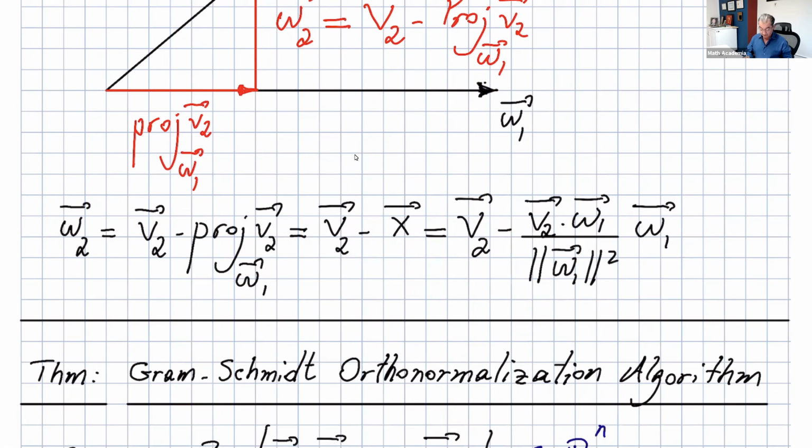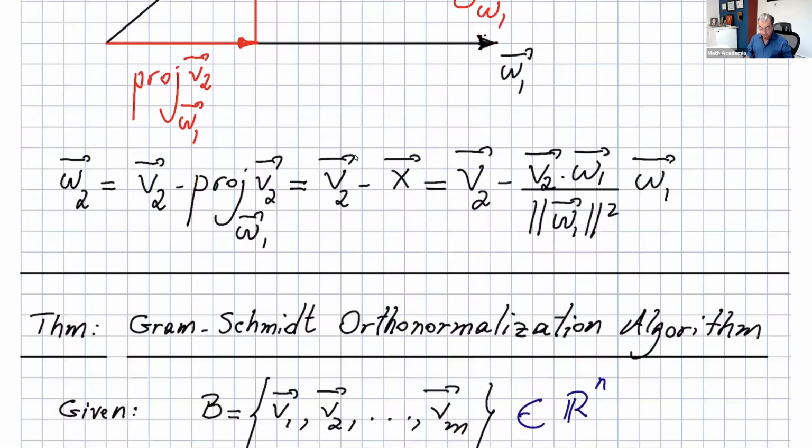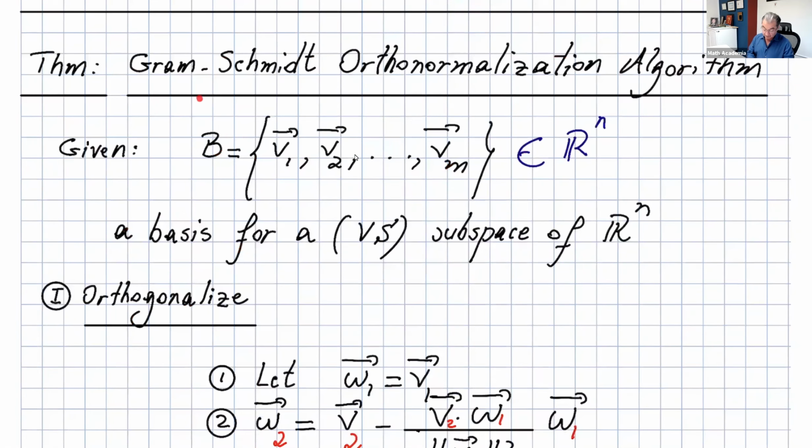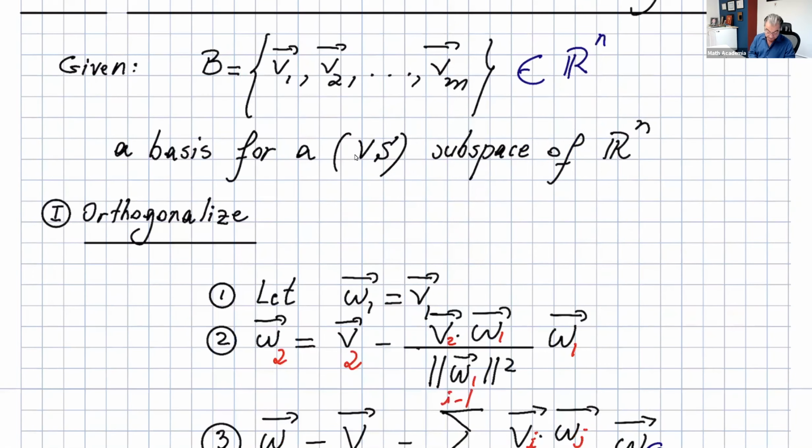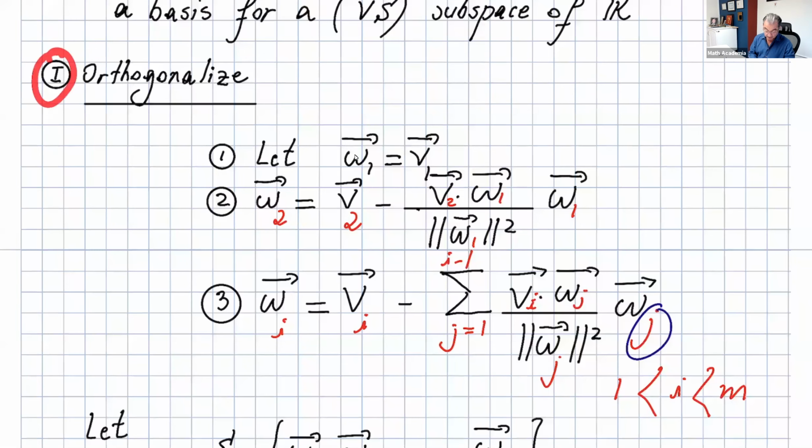So you just substitute. Knowing this, let's go over the Gram-Schmidt orthonormalization algorithm. You are given a basis in Rn, and that's a basis for a vector space, any vector space in Rn. So the first process is orthogonalize. So here we're going to call W1 equal to V1.